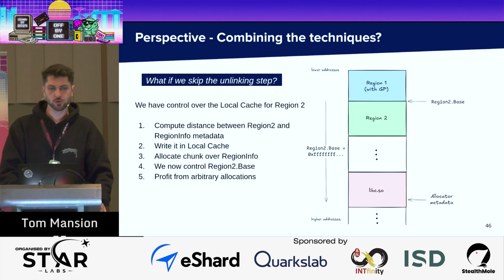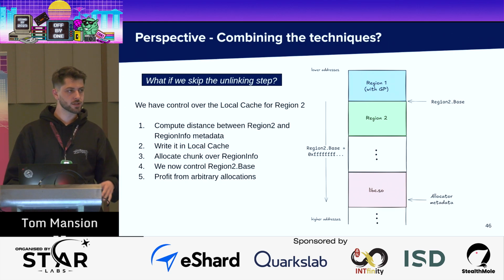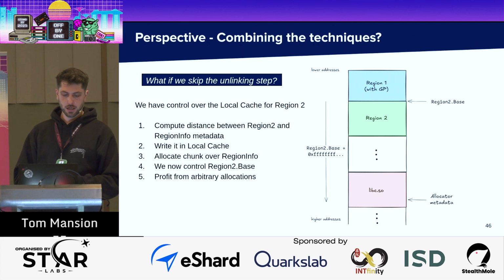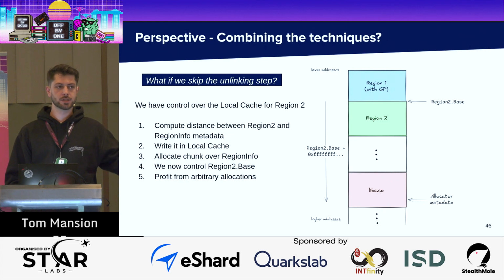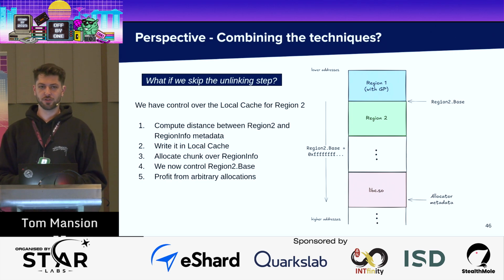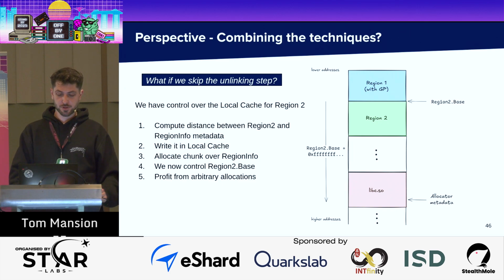If we assume that we have control over the local cache for region 2, right? We have this region2.base variable that's stored in the allocator metadata that's in libc. We can compute the distance between this base and the metadata that's in libc, and store this distance in the cache itself, right? Then the next allocation will return a chunk that overlaps this allocator metadata. Then we can change the region2.base variable, which will give us control over everything we need to make arbitrary chunks. So then we get the same primitive as safe unlink without using the unlinking.